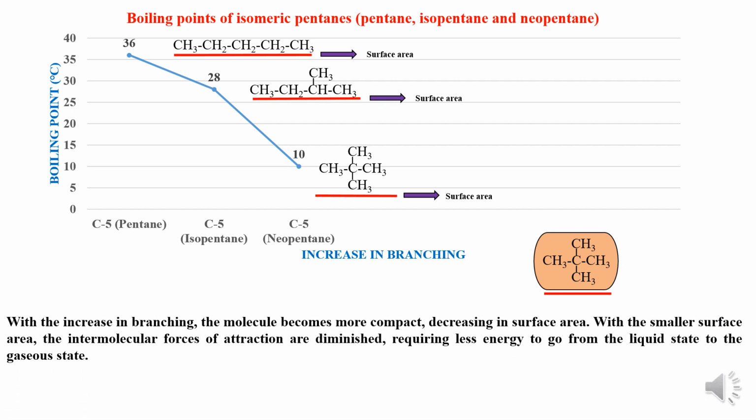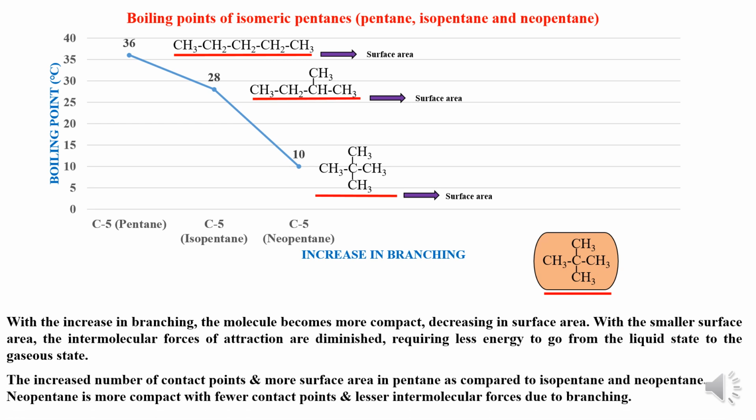So, with the increase in branching, the molecule becomes more compact, decreasing in surface area. And with the smaller surface area, the intermolecular force of attraction are diminished, requiring less thermal energy to overcome the intermolecular forces to go from the liquid state to the gaseous state. So, there is an increased number of contact points and more surface area in case of pentane as compared to isopentane and neopentane.